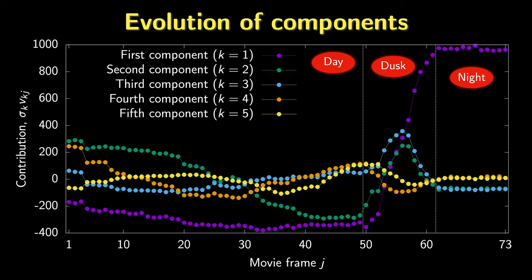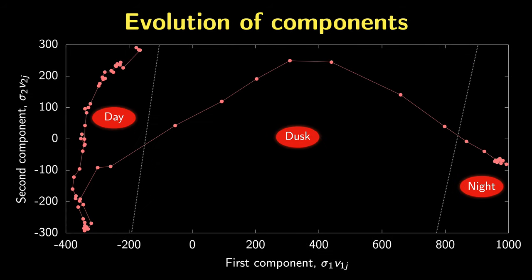And we could look at this in another way. Suppose that we plotted the trajectory of the movie in the space spanned by the first component and the second component. If we did this, we would get the following line. And we could actually ascribe meanings to different parts of this plane here. So our daytime is on the left, our dusk period is in the middle, and our nighttime is on the right.